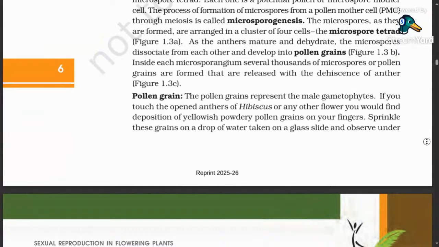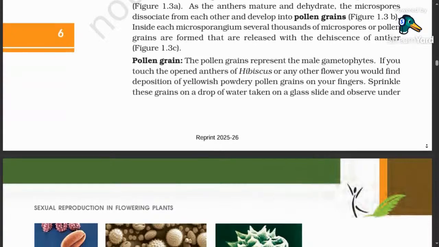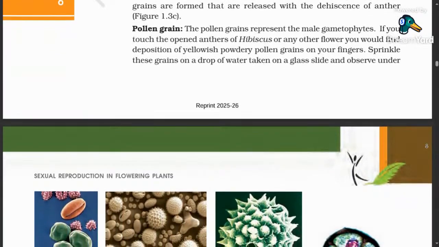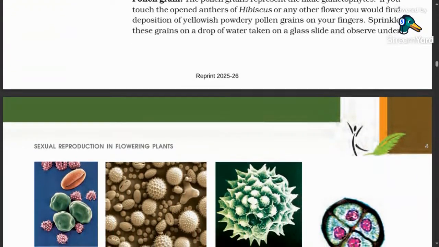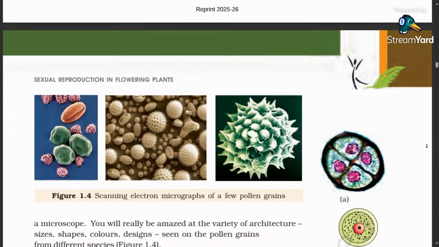If you touch the open anthers of hibiscus or any other flower, you'd find deposition of yellowish powdery pollen grains on your fingers. Sprinkle these grains on a drop of water, taken on a glass slide, and observe under a microscope. You'll be really amazed at the variety of architecture, sizes, shapes, colors, and designs seen on the pollen grains from different species.